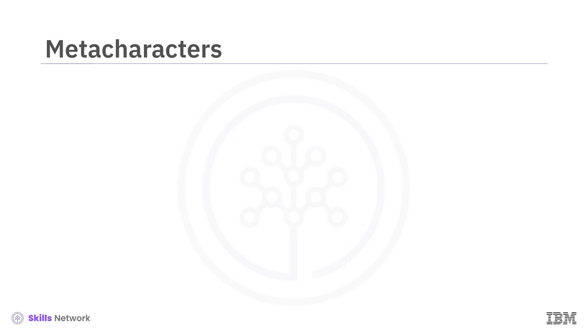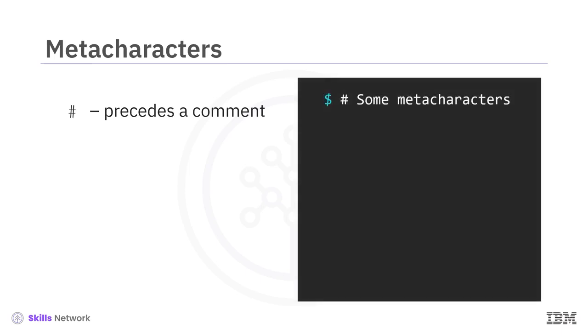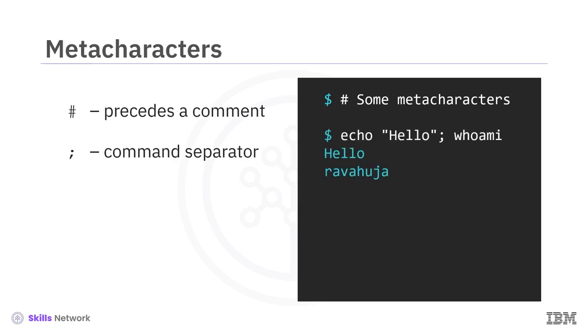Meta characters are special characters that have meaning to the shell. The pound symbol is used to include comments that the shell ignores. For example, this comment does not return anything. The semicolon is a meta character that separates commands typed on the same line. For example, these two commands return their outputs on two lines like this.